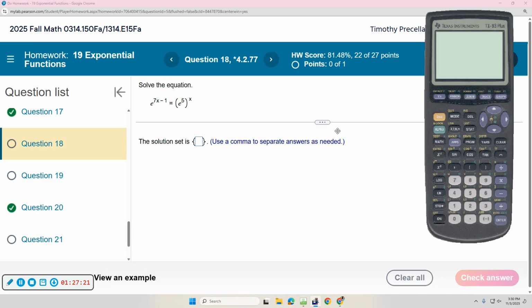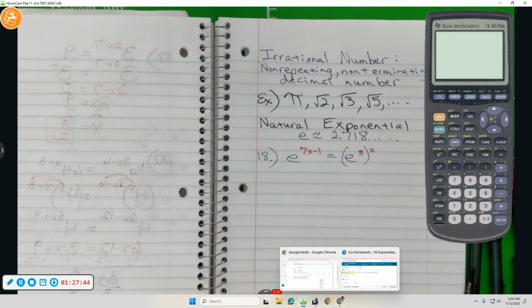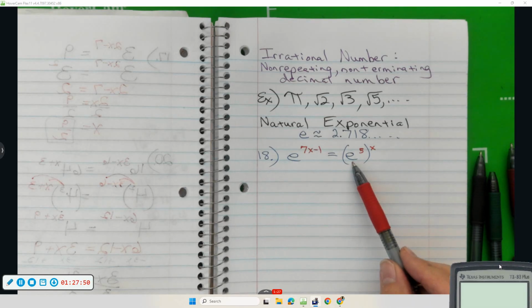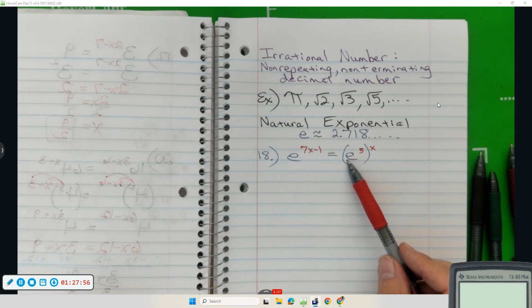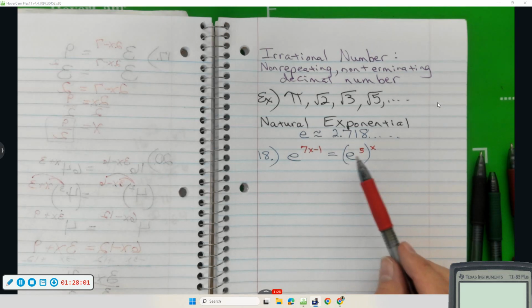e to the 7x minus 1 is equal to e to the 5th power, all raised to the x power. Well, if there's an e in it, that's the common base. If you have an e on one side and you're going to get a common base, you better have an e on the other side. Because if you don't, then you're going to have to use logarithms, and we haven't gotten there yet. So e is my common base. I need it to say e to the power equals e to the power.